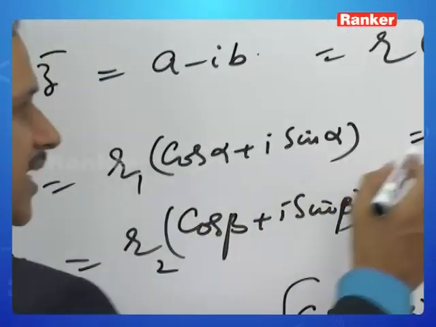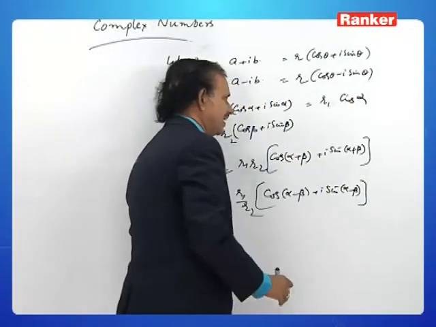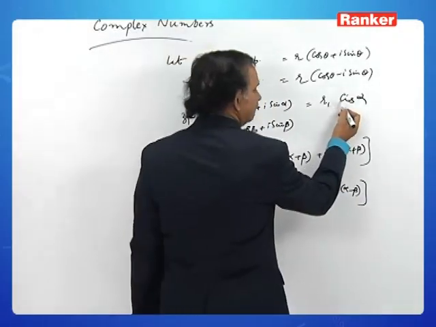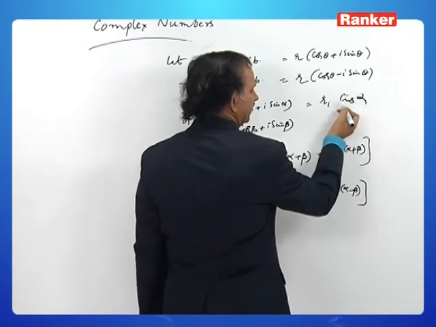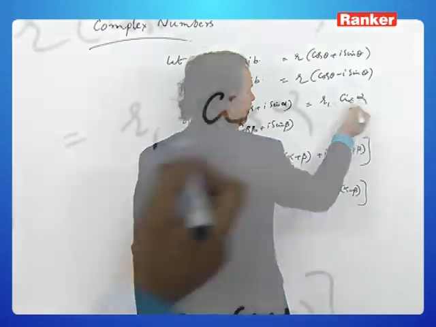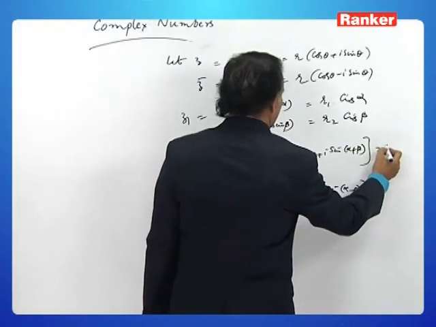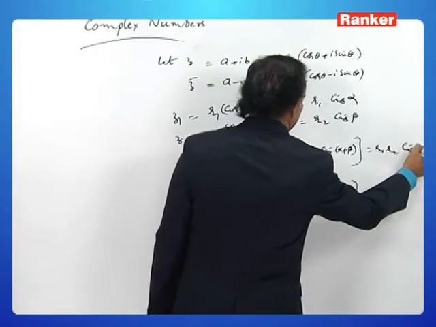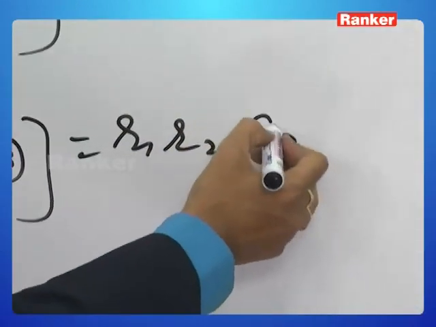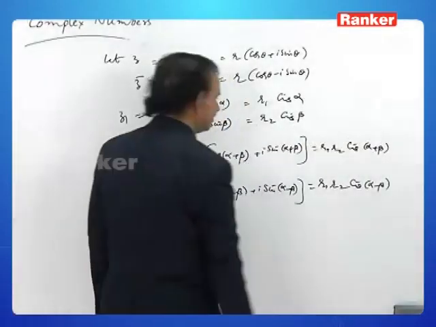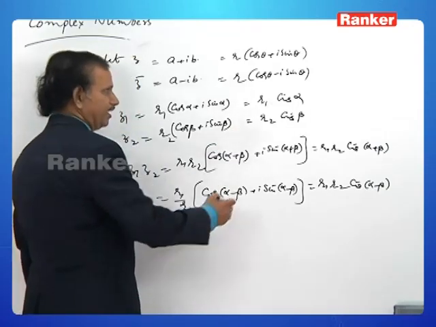This cos alpha plus I sin alpha, in a short symbolism, is read as cis alpha: C for cosine, I for imaginary I, S for sine. This is R2 into cis beta. This is R1 R2 into cis alpha plus beta. This is R1 R2 into cis alpha minus beta. Therefore, here we could have made use of two things.